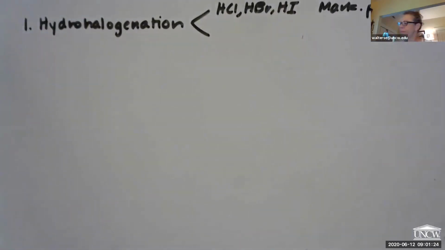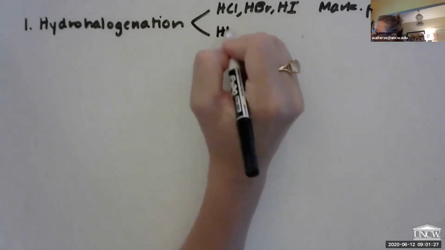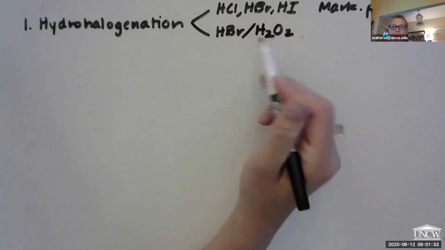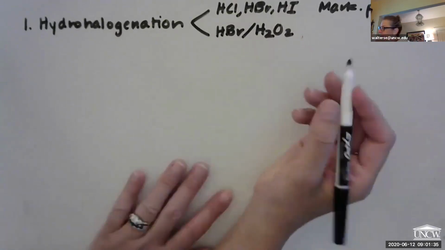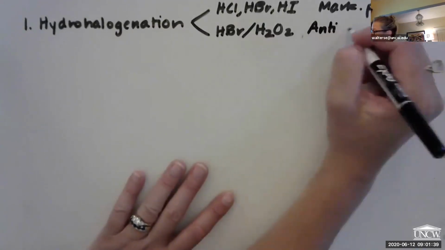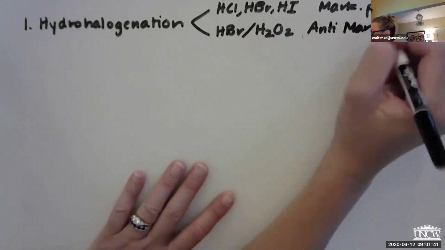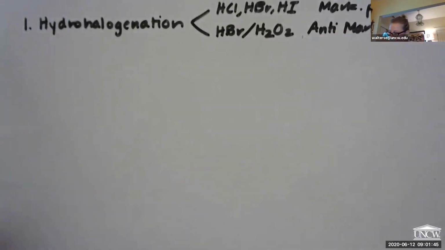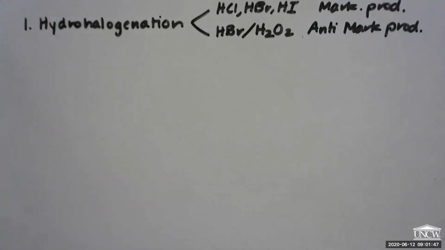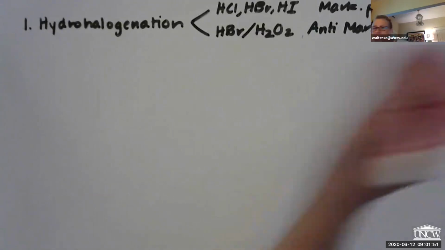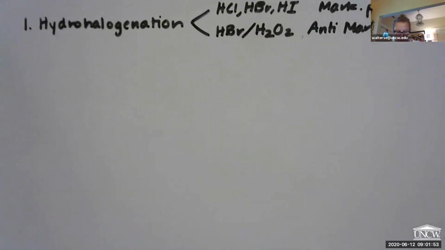Then you had a second, HBr in peroxide reaction, and I'm just writing hydrogen peroxide, but any peroxide should be fine. And this will give you the anti-Markovnikov product. The mechanism is in the first group.